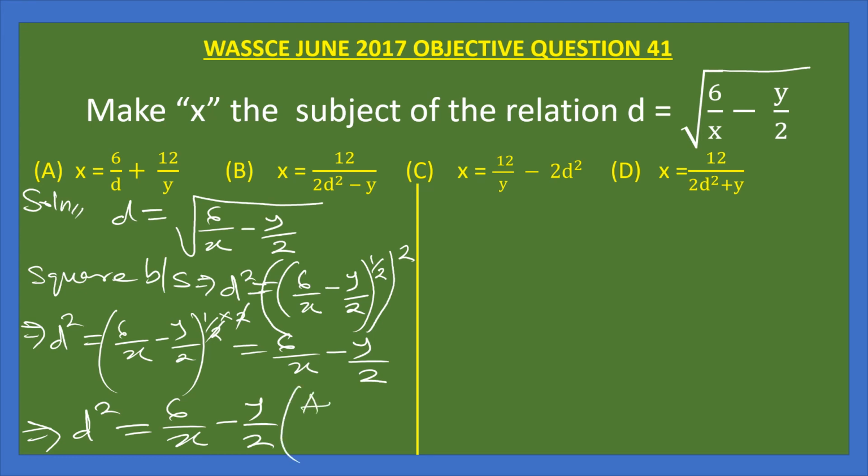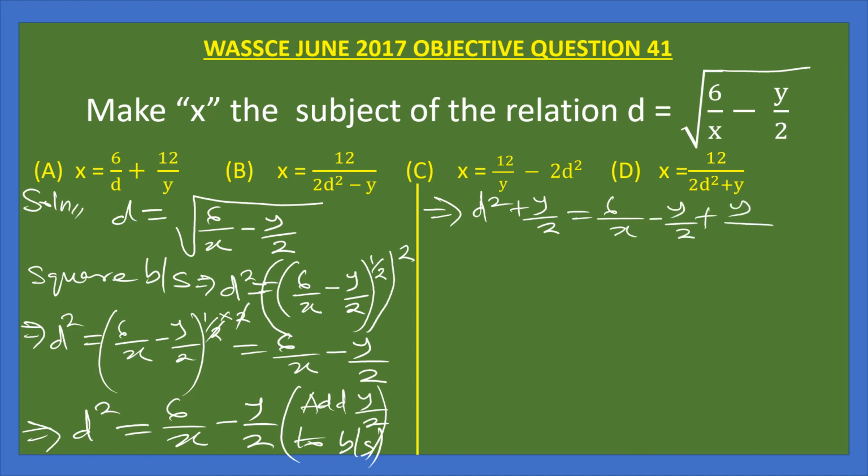Now what do we do? We add y over 2 to what? To both sides. This now gives us d squared plus y over 2 as equal to 6 over x minus y over 2 plus y over 2. These two will go. You now have d squared plus y over 2 as equal to what? 6 over x.